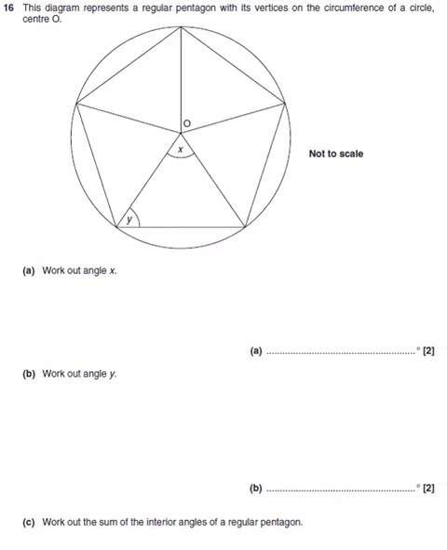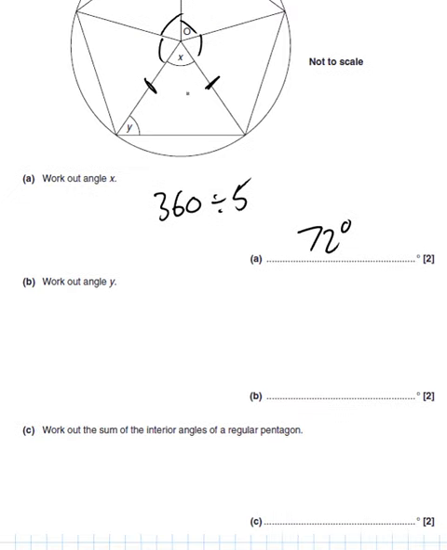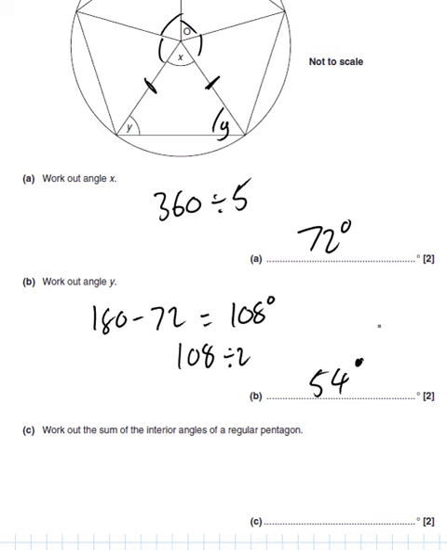Question 16. This represents a regular pentagon with the vertices there. Work out the angle x. Well, if you've got 5 equal bits around here, they're all x, then it's 360 divided by 5. And that gives you 72 degrees. Angle y then, well, you've got an isosceles triangle here. So if you know that x is 72, the first thing I'm going to do is take 72 off 180, which leaves 108, and that's equally shared between that y and that y there, because it's isosceles. So 108 divided by 2 gives you 54 degrees.